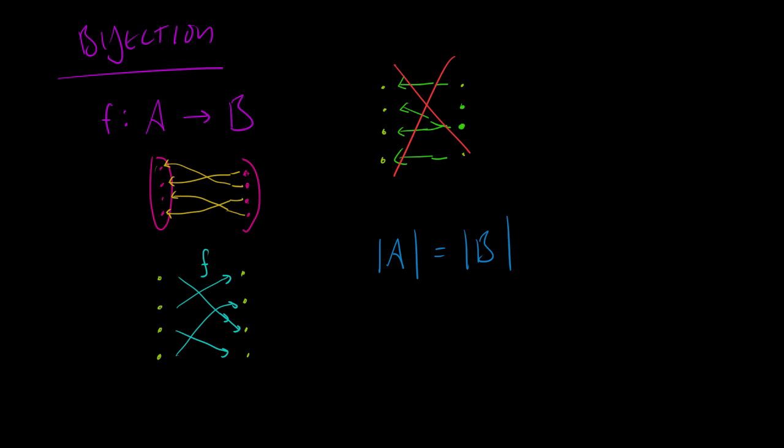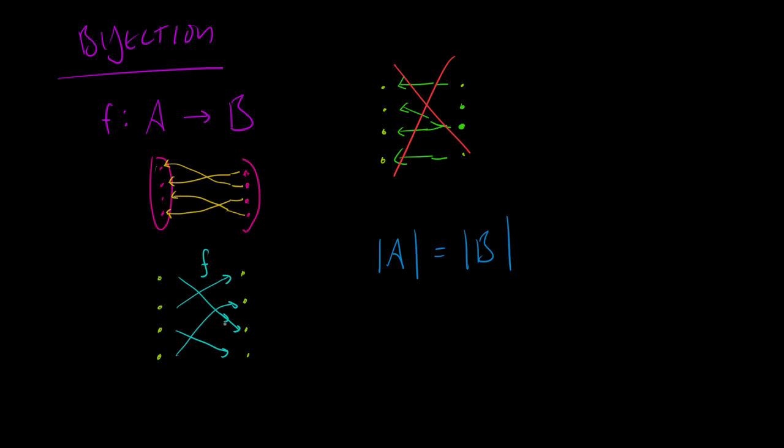You can see that if I add another element here on the right, then I'm not going to be able to put an arrow to it. I don't have enough arrows coming from things on the left. And if I add something on the left, then I'm going to have too many arrows going to something on the right. So there's no way I can have a bijection if there are a different number of things on the left as things on the right.